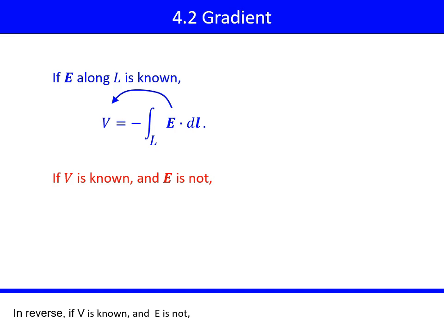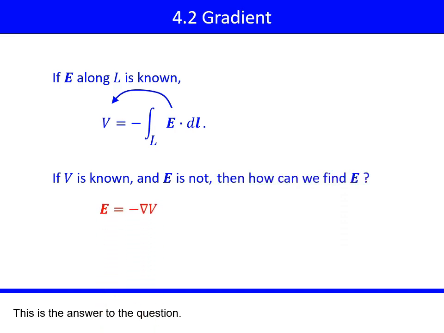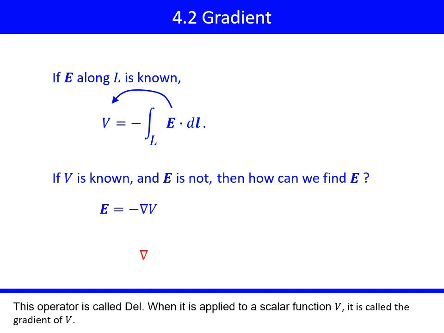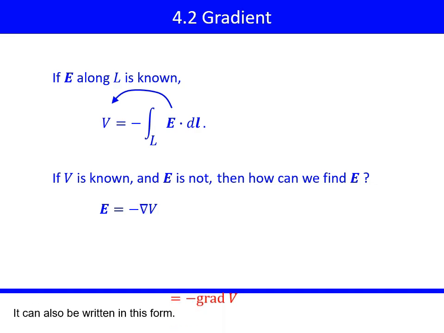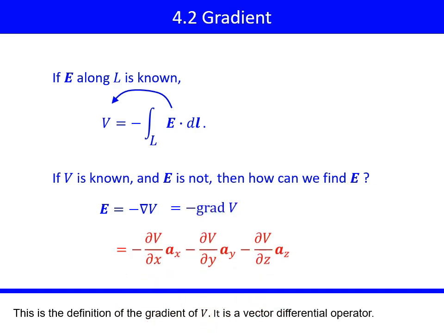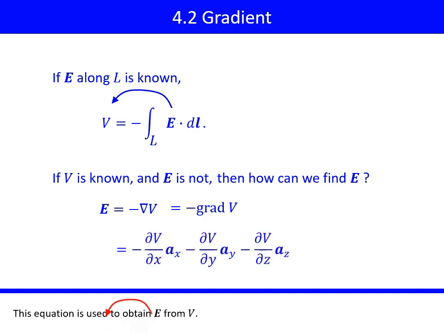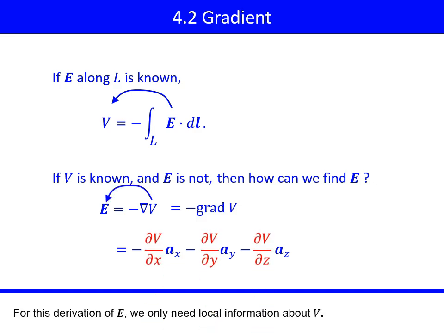In reverse, if V is known, and E is not, then how can we find E? This is the answer to the question. This operator is called del. If it is applied to a scalar function V, it is called the gradient of V. It can also be written in this form. This is the definition of the gradient of V. It is a vector differential operator. This is to obtain E from V. For this derivation of E, we only need local information about V.